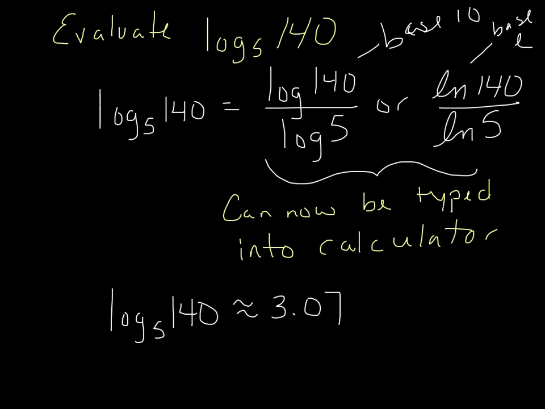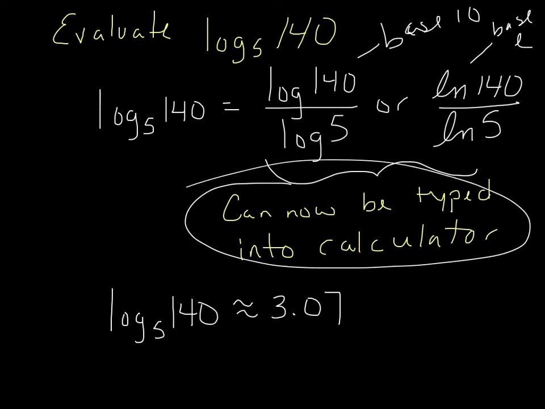And once we've got that written as that quotient, as that fraction, all we have to do is type those things into the calculator. The natural log or regular log of 140 divided by log of 5. And we can get an approximation. This one comes out to be approximately 3.07. So this change of base formula is what allows us to utilize the calculator for evaluating these logs of bases other than 10 or e.